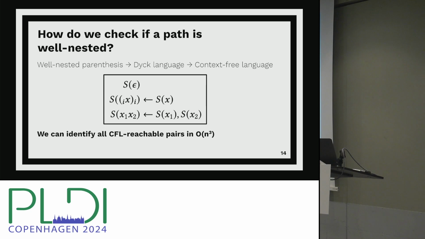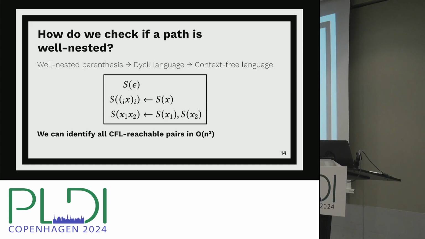Well, well-nested parentheses form what we call a Dyck language, which is a context-free language, which means it can be written this way. And when we're talking about finding all the pairs in a graph that have a path belonging to a certain context-free language, we can do this in O of n squared, and this is good for us. Let's be happy about it.